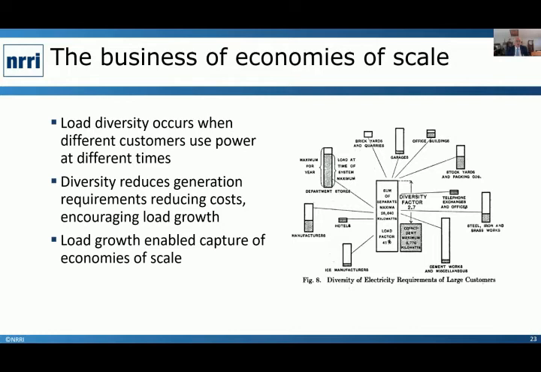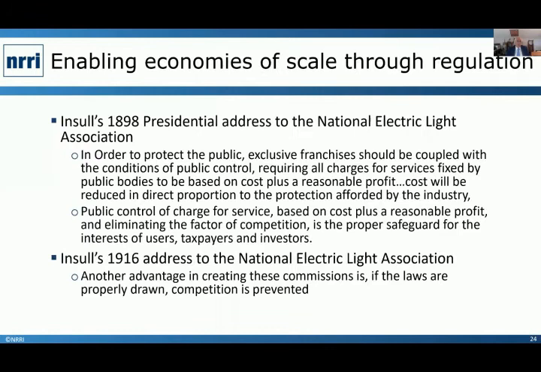If each customer had to build a generator for their own service, they would have to build much more generation than if they were aggregated together in a utility. So by aggregating customers together, he took advantage of load diversity. And he was able to build load by discouraging customers from having their own generation, and he was able to pursue economies of scale.